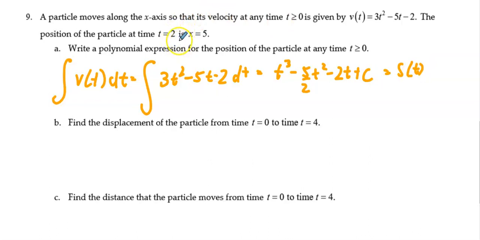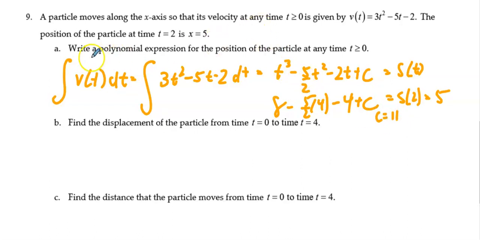It's some value. Well, all we have to do now is plug in for t, so we're going to get s of t, where t is 2, we're going to get 5. So we're going to plug in 2 here, we're going to get 8, minus 5 over 2 times 4, minus 2 times 2, plus c, and we're going to get that c is equal to 11. So to write a polynomial expression, we're going to write down that s of t is equal to t cubed minus 5 over 2 t squared minus 2t plus 11. All right, so that's our expression for the position at any time t.